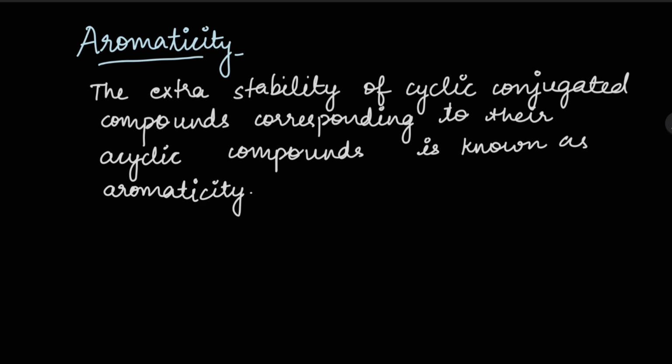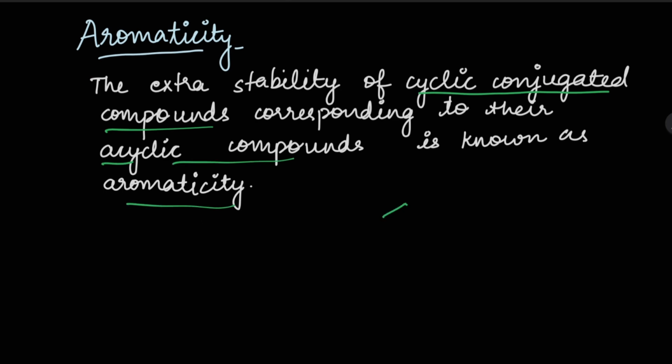The extra stability of cyclic conjugated compounds corresponding to their acyclic compounds is known as aromaticity. So the cyclic compound like these are more stable than their corresponding acyclic compound like these. So this one is more stable. So this is known as aromaticity.